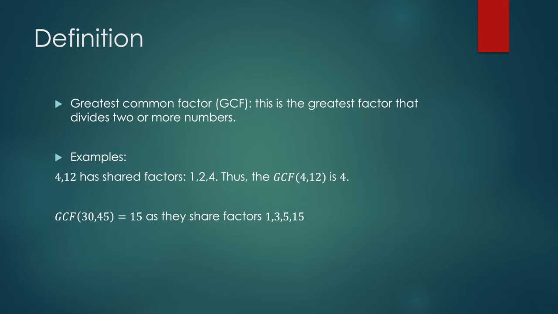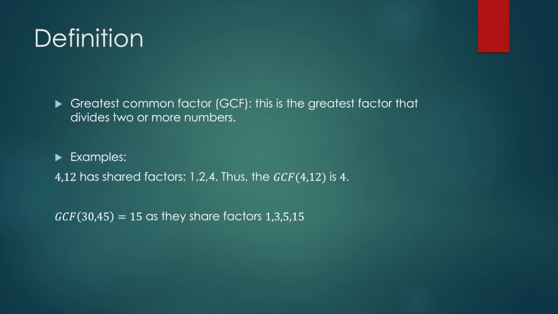So for example, let's consider the numbers 4 and 12. From the previous slide, the factors of 4 are 1, 2, and 4. The factors of 12 are 1, 2, 3, 4, 6, and 12. So these two numbers, 4 and 12, share factors 1, 2, and 4. Thus, the GCF, or the greatest common factor between 4 and 12, has to be the largest shared factor, which in this case is 4.